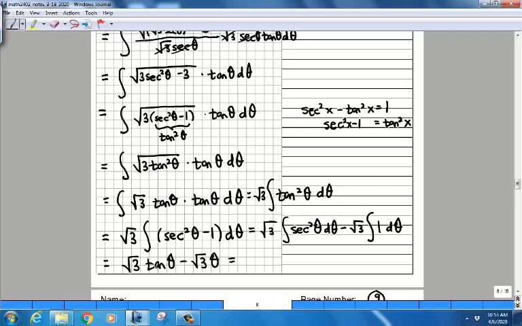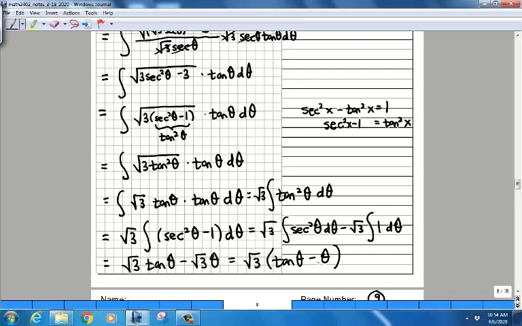So you end up here with, I'm going to factor out the square root of 3 from both of those terms, so you have square root of 3 times tangent theta minus theta. There's the antiderivative. Remember, I do not have to add the constant here, because this is part of a definite integral. I'm going to use this antiderivative in a moment to evaluate the definite integral with the limits of integration. So I don't need to write the plus constant.